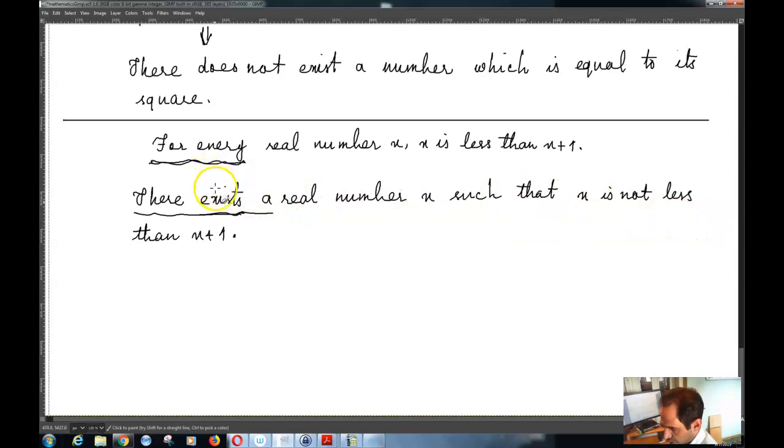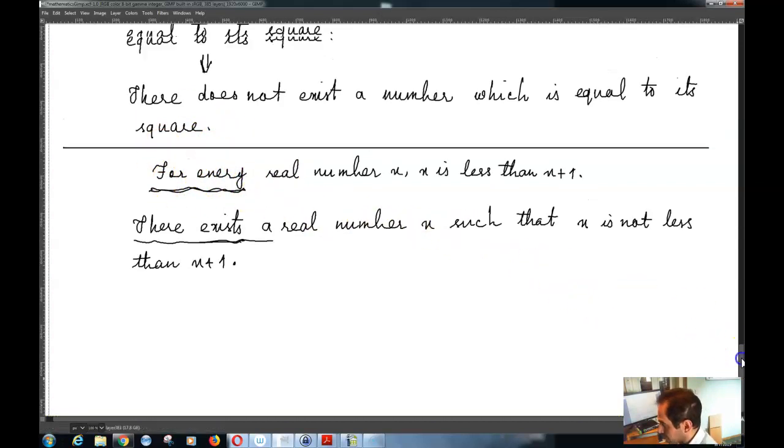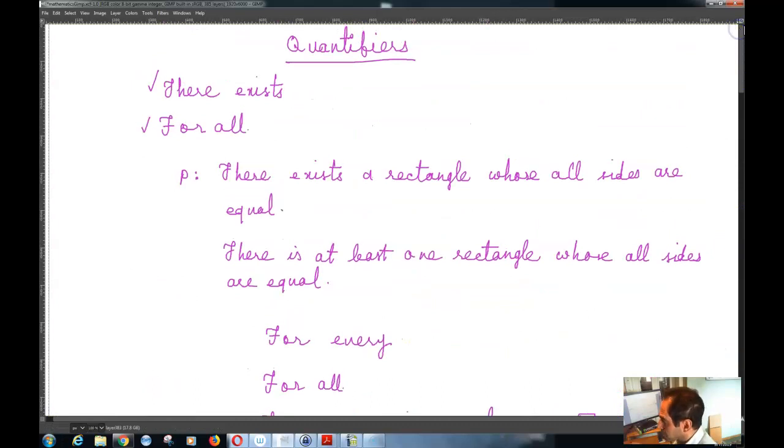And so what we have said here now is that there exists a real number x such that x is not less than x plus 1. x is greater than x plus 1. And that negates this statement over here. That's actually a good way of negating this statement. Okay, so that is that.